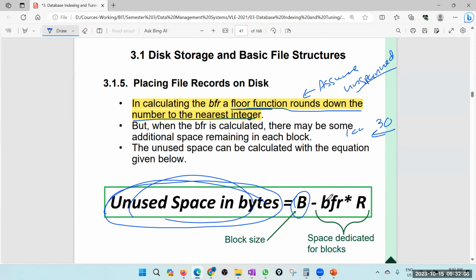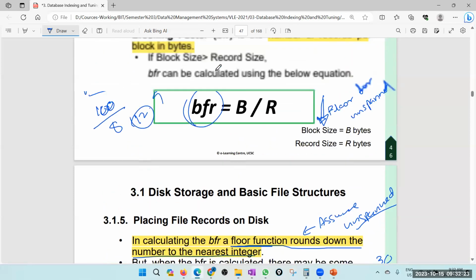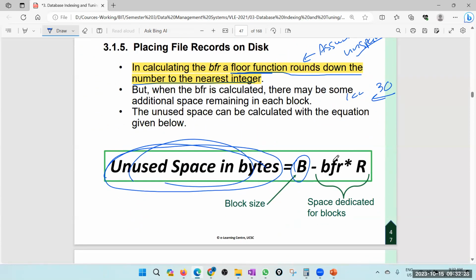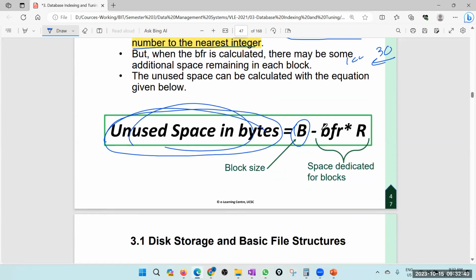I hope you understand. So B is the block size, and block factor is the number of records in a block. The block factor times the record size is the total space you use. So when you subtract that from the block size, you get the space that we can't use, the wasted space, because it is less than the space of a record.